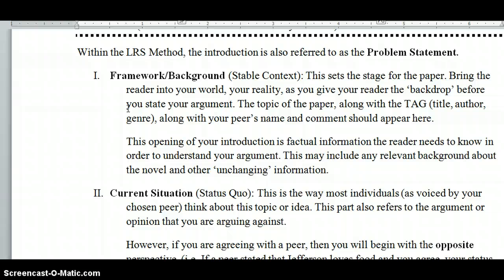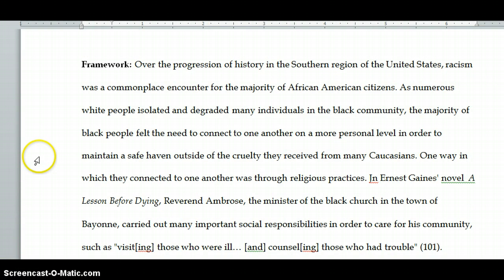So this part of the paper, again, is information that no one can argue with. It's factual, it's specific from the book itself. Oftentimes you would give the title, author, and genre. In the case of this particular paper, you may have your peer's name and even the content. I've chosen several frameworks to look at, again, to give you an opportunity to see how different students have interpreted what background information means with regards to talking about some aspect of Gaines's novel.